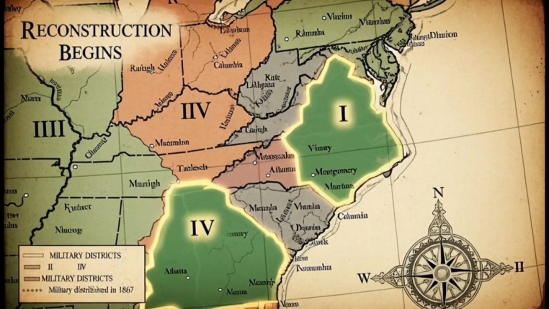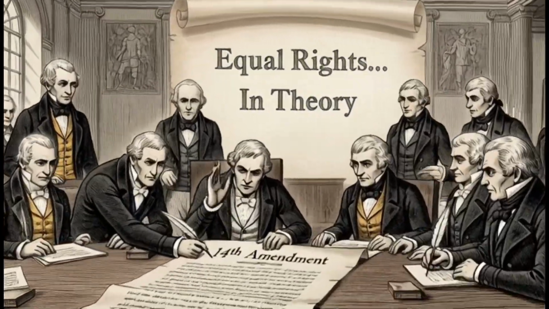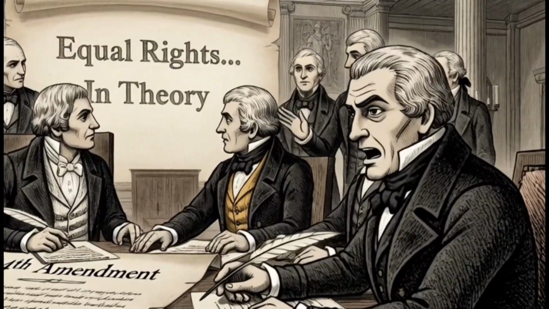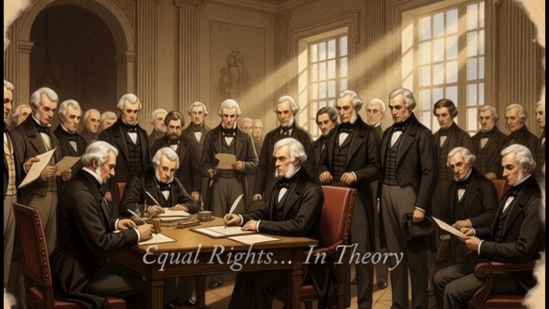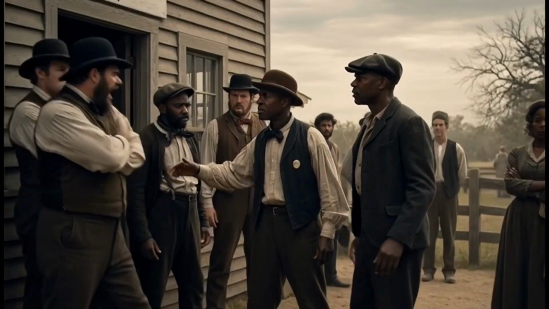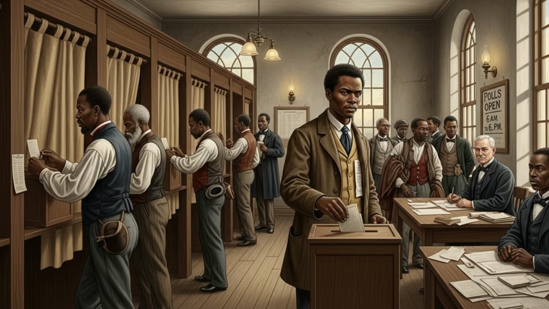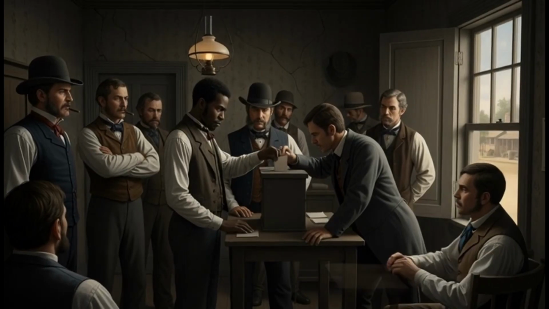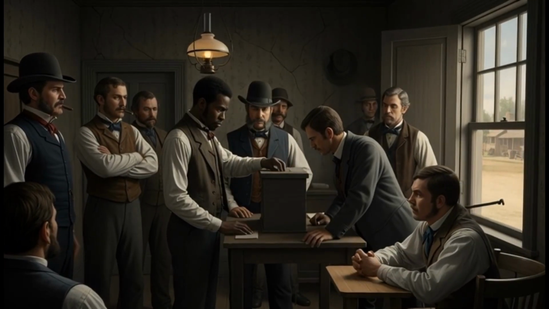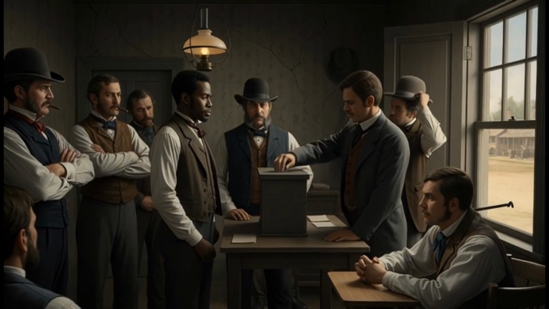During Reconstruction, the South was placed under federal military supervision, and states had to ratify the 14th Amendment to be readmitted to the Union. In theory, this guaranteed equal rights and citizenship to all people born in the United States. In practice, however, many southern states quickly passed laws and used intimidation, violence, and legal loopholes like literacy tests and property requirements to suppress black voting and limit civil rights. Technically race-neutral, these policies were anything but in effect.